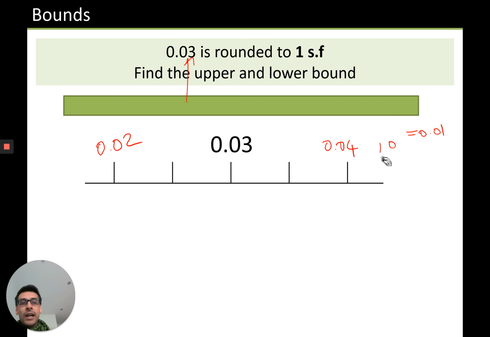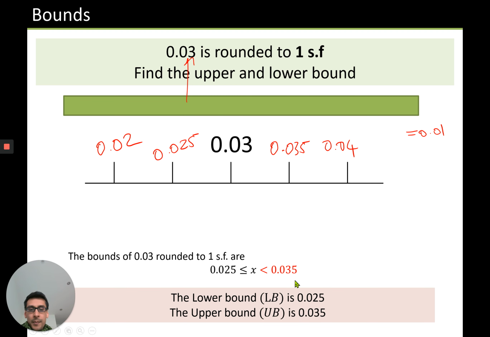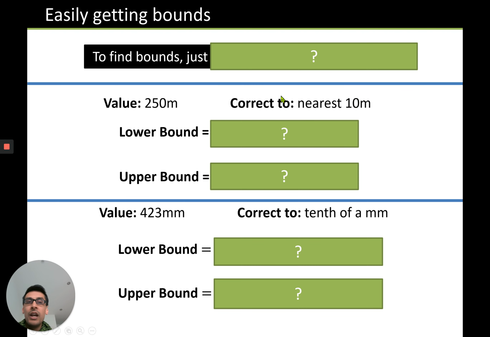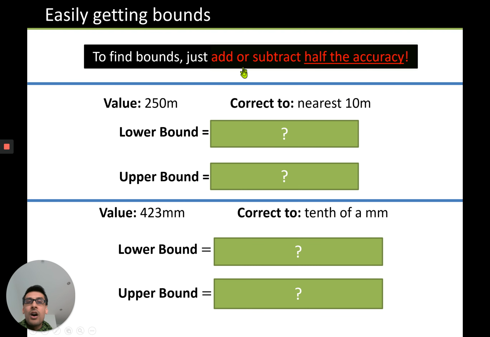And then I need to work out what's halfway between those. So it's going to be 0.035 and 0.025. And those are your upper and lower bounds. Now, by this point, you probably have figured out a quicker method to work this out without having to draw a number line. All you really need to do is half the measure of accuracy and then add or subtract depending on whether you're finding the upper bound or lower bound.